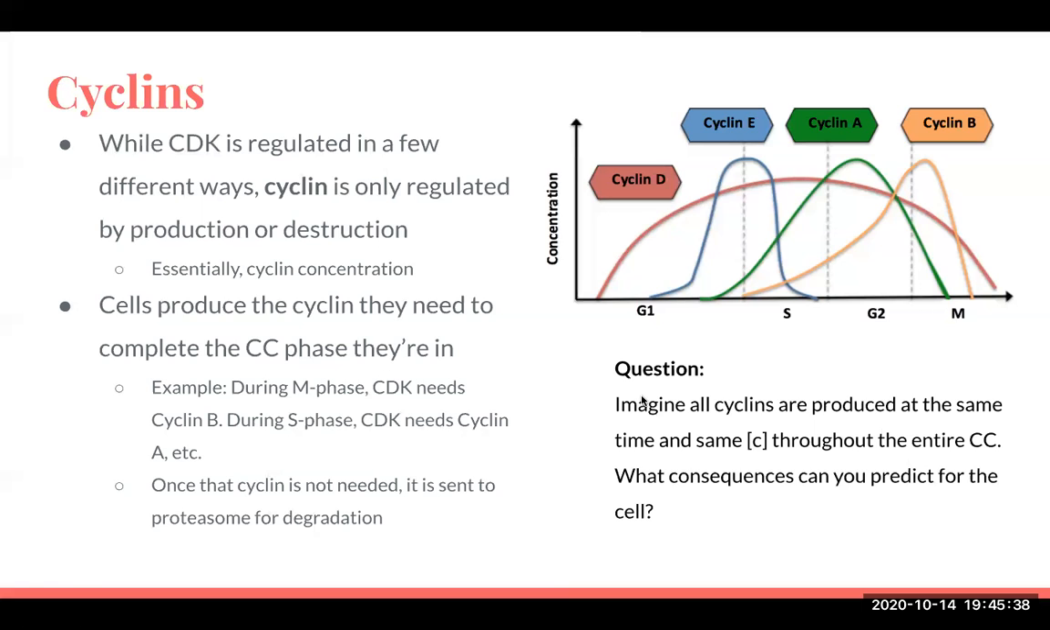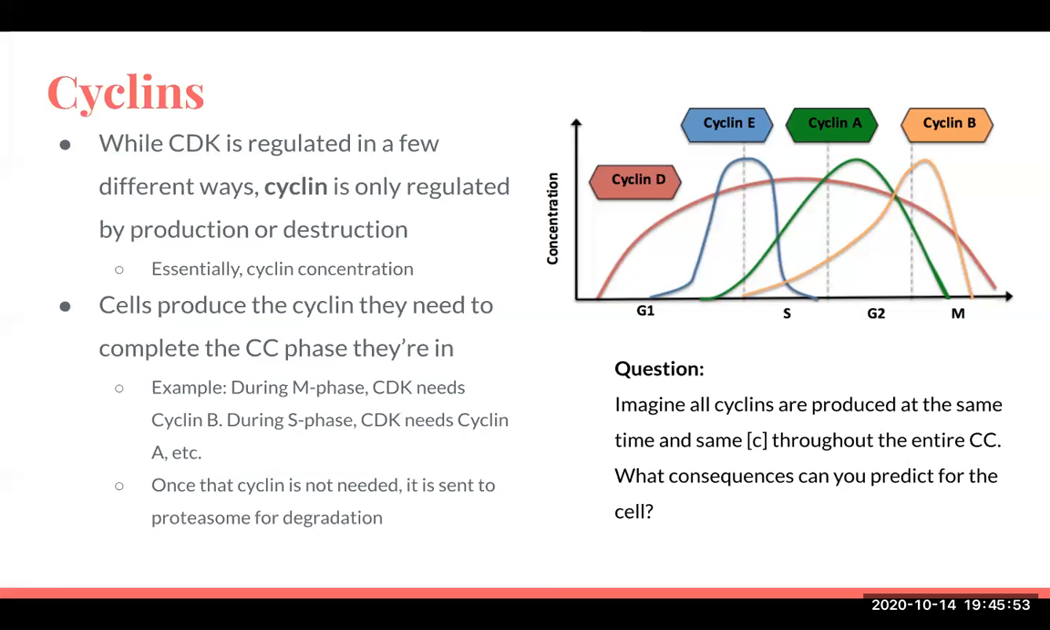Because the different cyclins are used for specific purposes throughout the cell cycle. So if you make them all at once, then I'm assuming the cell cycle won't work properly. Just a guess. Yeah, exactly. That's exactly right, Keshwar.